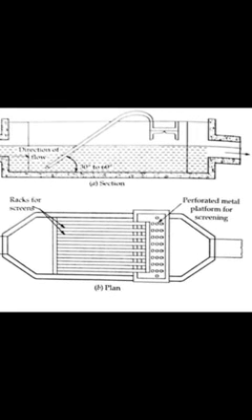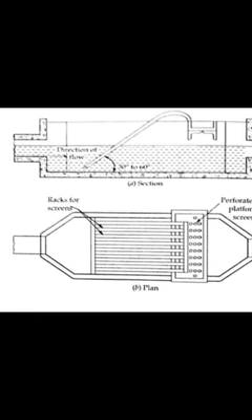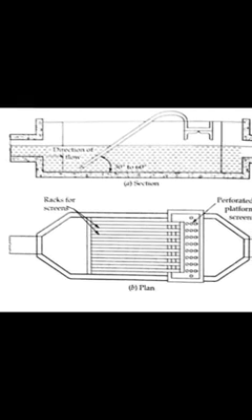I previously spoke about the different types of screens. So this is exactly the screens which have been used, with different openings. There is a coarser screen, a medium screen, and a finer screen. In this type of screen, the bar screens, they have relatively larger openings.